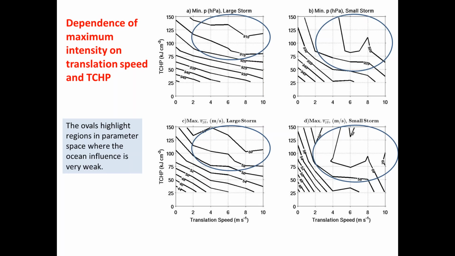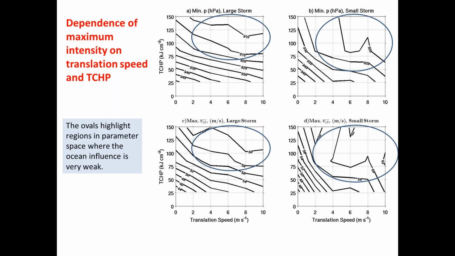And for small storms, that extends down to heat potential of order 50 kilojoules per square centimeter. And for storms that are moving even quite a bit slower than average, the storm almost has to stall before you really see an ocean impact on the final intensity. For large storms, that's not as severe, but still there's a fairly large region of parameter space where the ocean influence is going to be very weak. Now, in all these cases, you're looking at heat potential over 70 or 80 kilojoules per square centimeter.